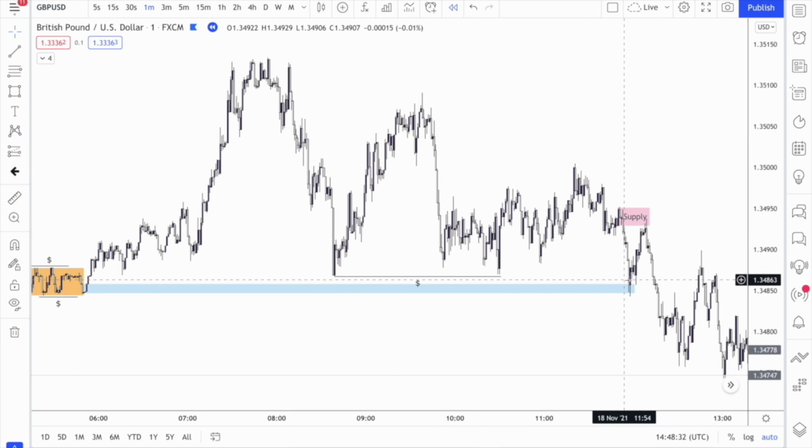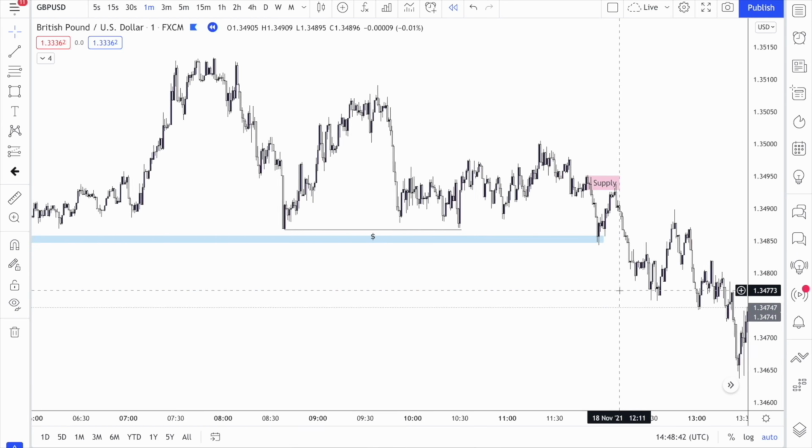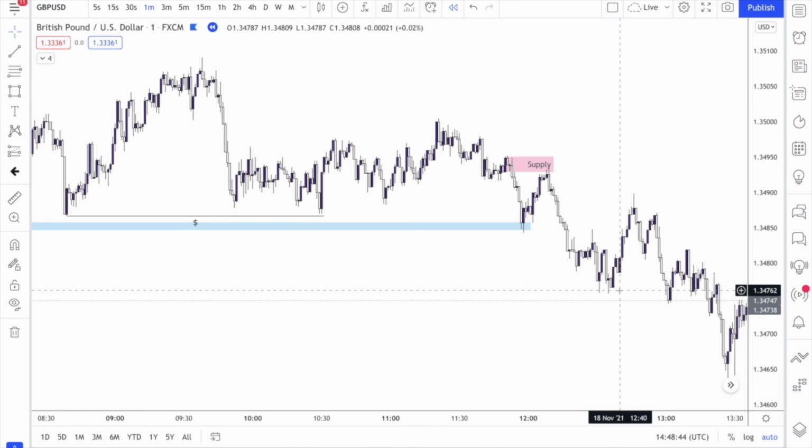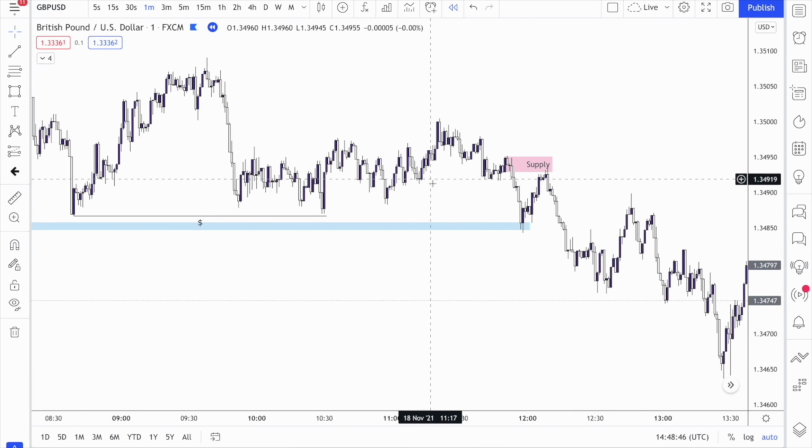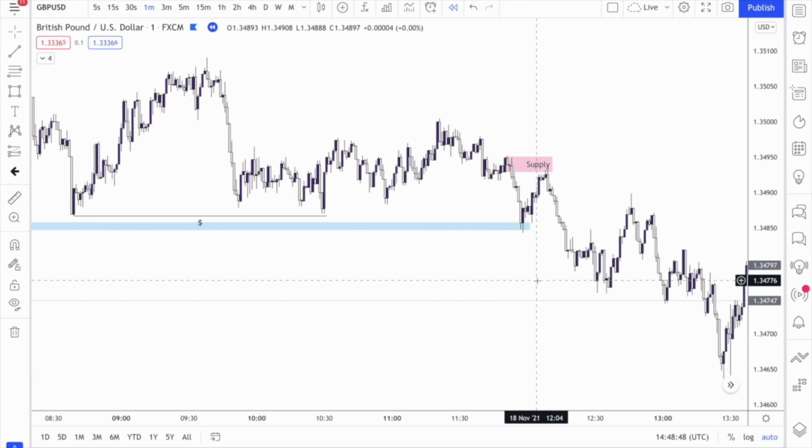Now once this has been mitigated, we've got this impulsive movement, which has broken this bit of structure, it's broken this bit of structure, and then it's tapped into this order block to be mitigated. So this would have been a very good place to be looking for sells, because we're now looking at a confirmation that price is wanting to push further down.